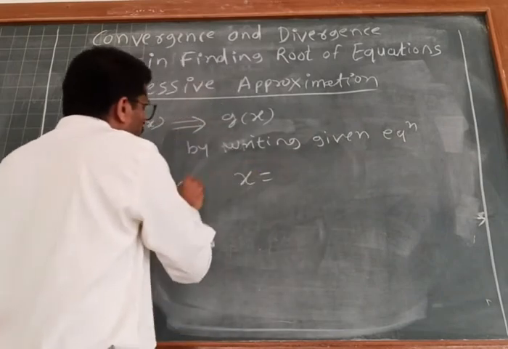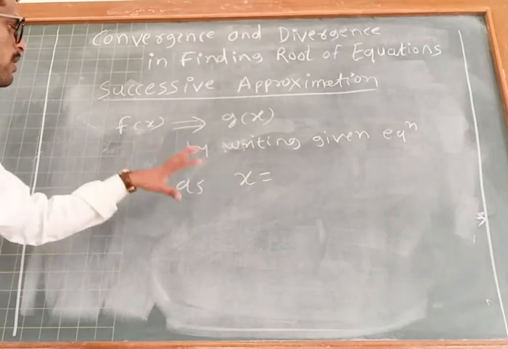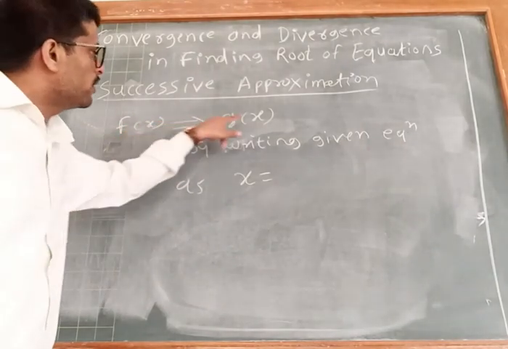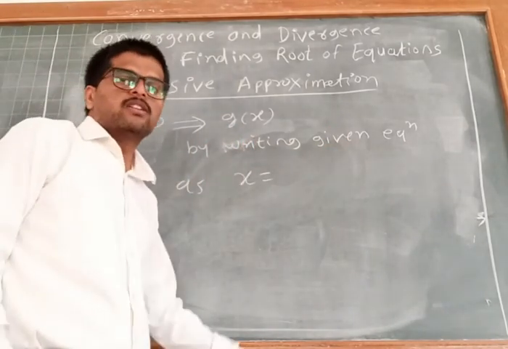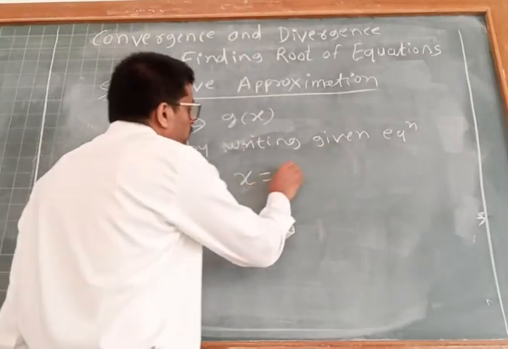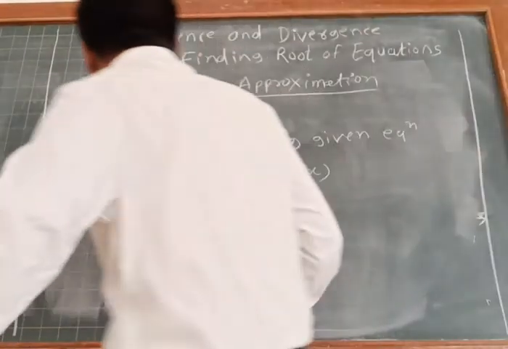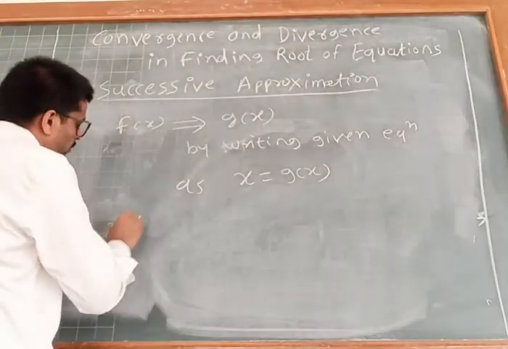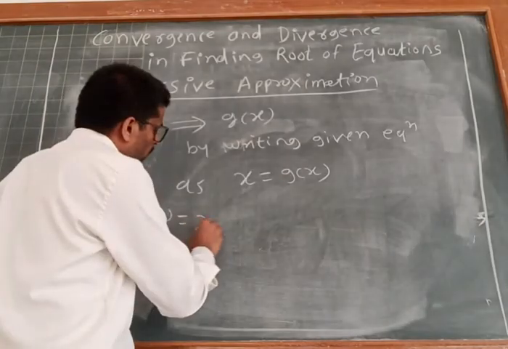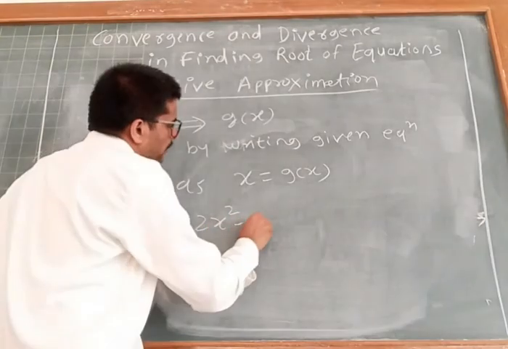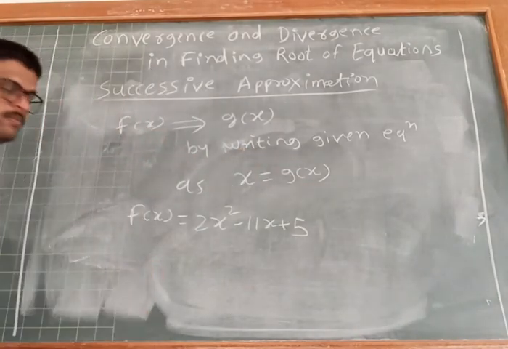as x equal to. So the given equation is f of x is equal to some equation, and that equation you have to convert to g of x. How to convert? Take x on one side and the remaining terms on another side, so that the equation is written as g of x. So let us consider one equation. Let us consider f of x is equal to 2x square minus 11x plus 5.